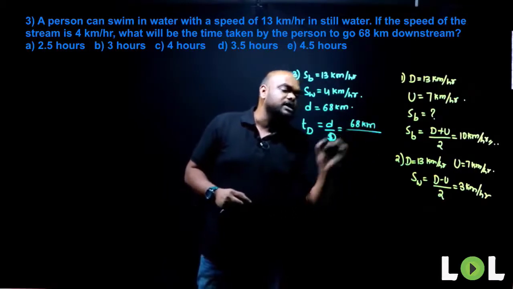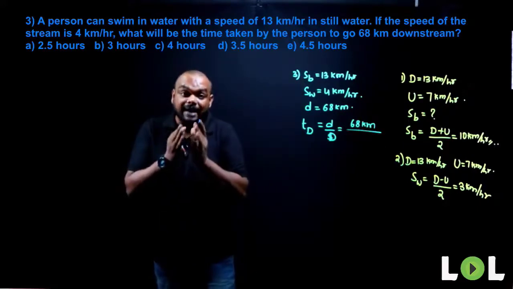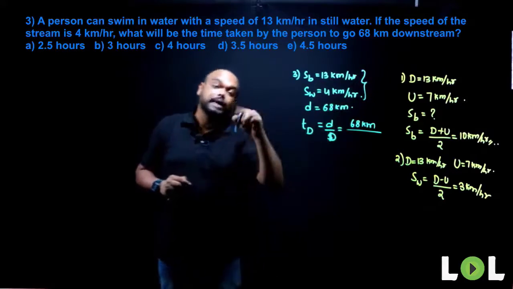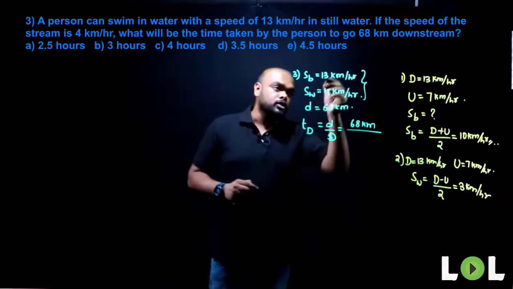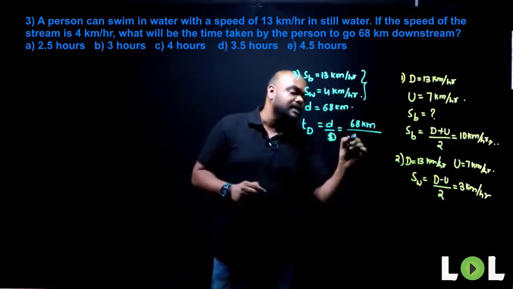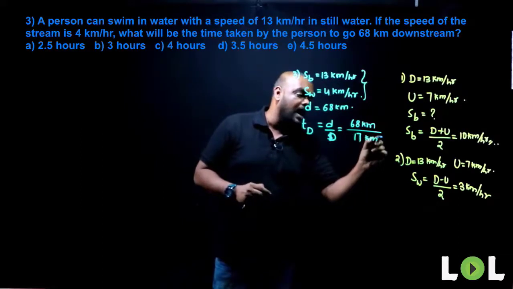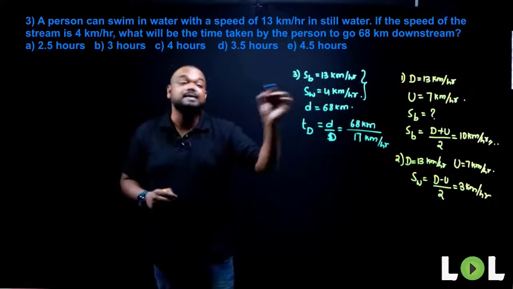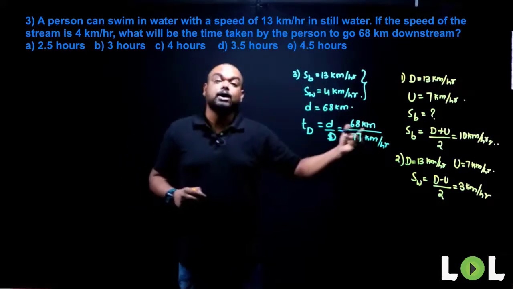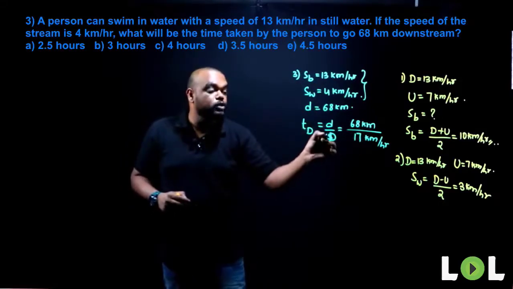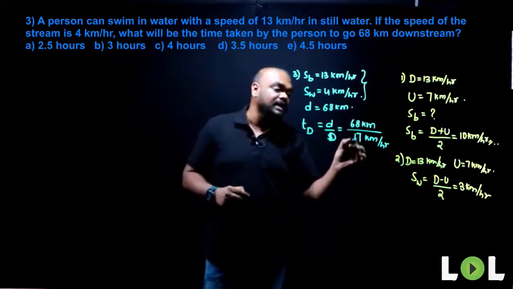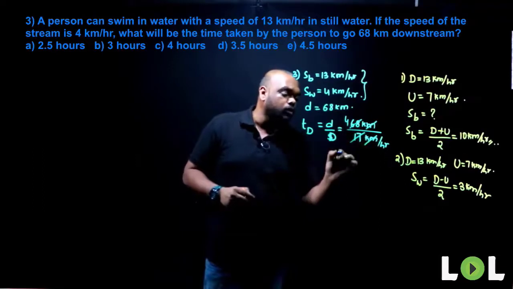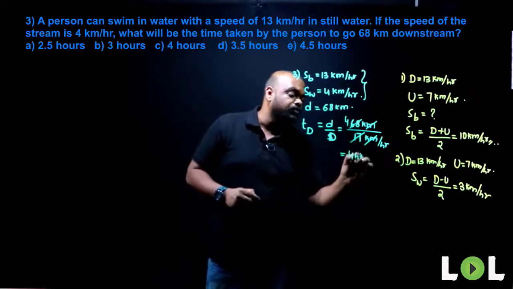Now what is downstream speed? Recall. How do we calculate downstream speed? Speed of a boat plus speed of water is downstream speed. So 13 plus 4, that is 17 kilometer per hour. Check your notes. Downstream speed is SB plus SW. Since we are going downstream, the speed that must be used in the problem is downstream speed, 17 kilometer per hour. Kilometer cancels. 17 into 1, 17 into 4, 4 goes to the numerator. My answer is 4 hours.